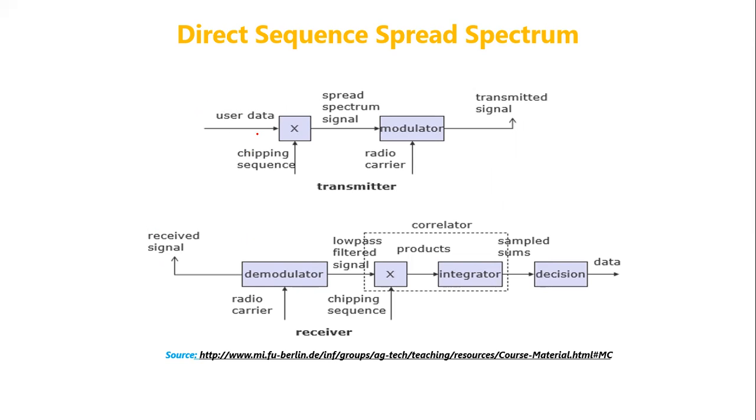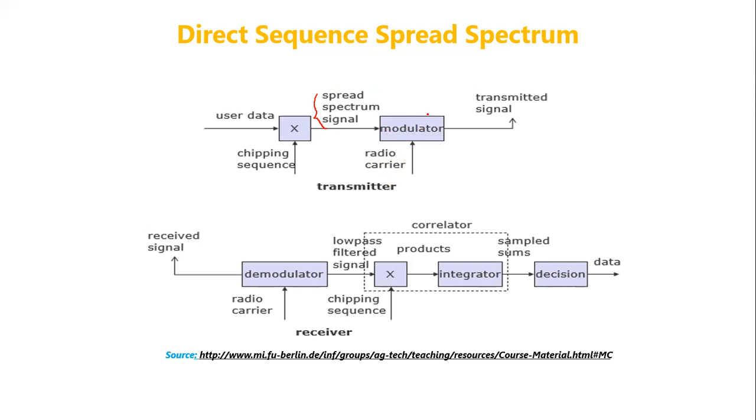First the user data is applied to a chipping sequence. When you apply it to the chipping sequence, you get a signal which is the spread spectrum signal, because it is spread based on the chipping, based on the spreading factor. So the resultant signal is called the spread spectrum signal, and the spread spectrum signal is modulated with a carrier signal. Using a carrier wave, the spread spectrum signal is modulated.